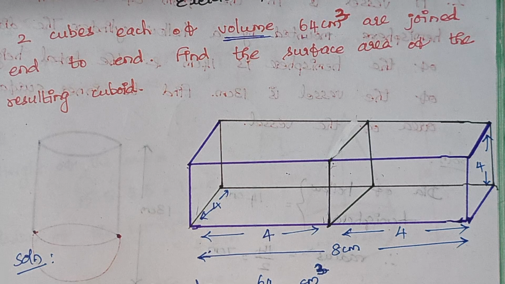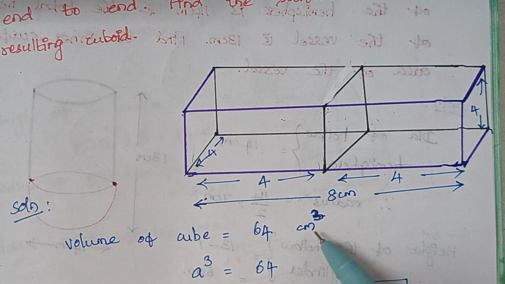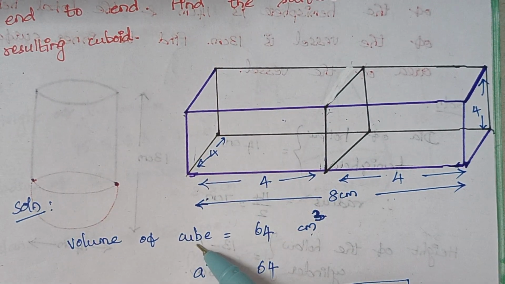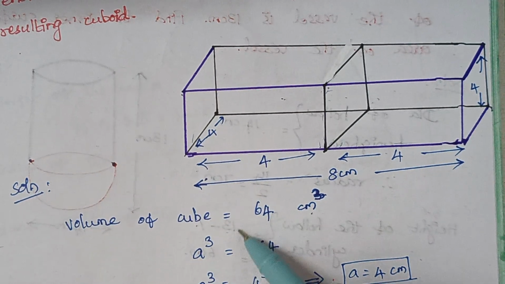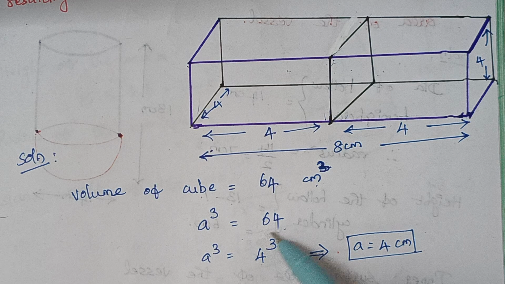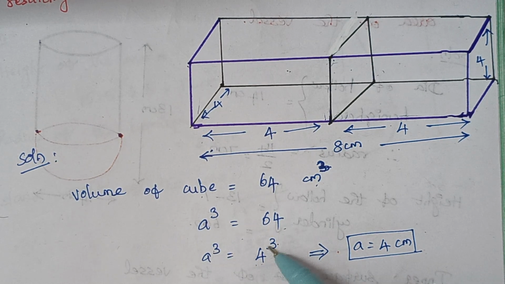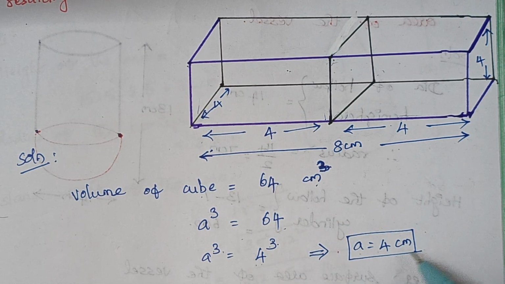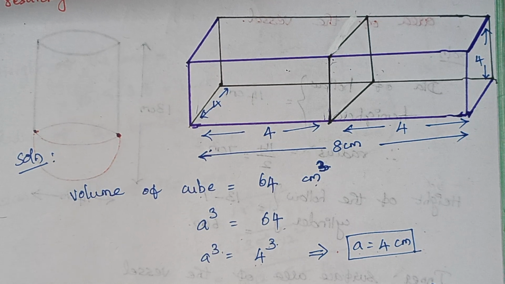The volume of the cube is 64 centimeter cube. The formula is a cube, so a cube is equal to 64. Therefore, this 64 can be written as 4 to the power cube. So cube and cube cancel each other, and finally the value of a is equal to 4 centimeter. This is the value of the side of the cube. The next thing is we have to find the surface area of the cuboid.